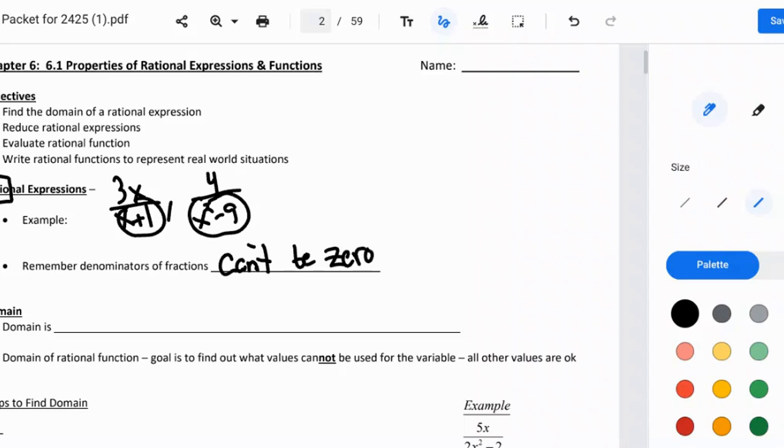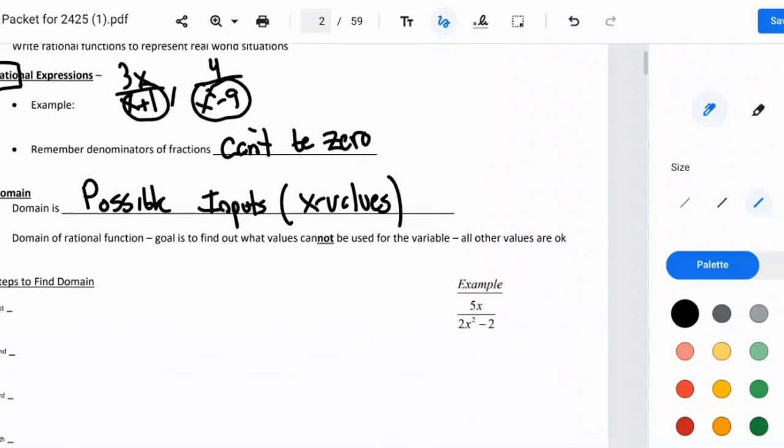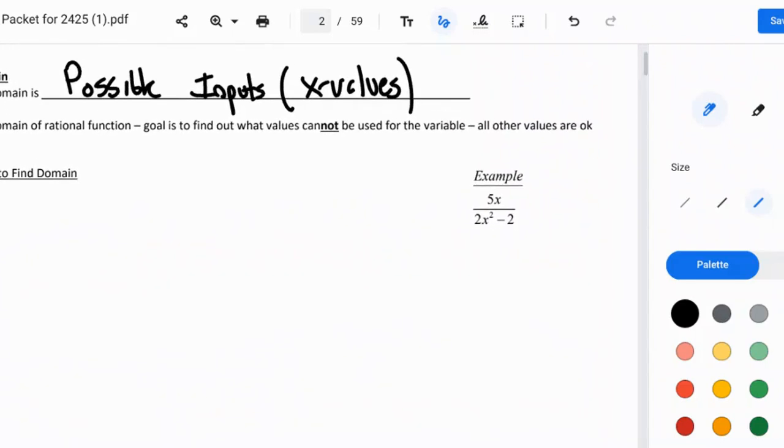So domain are your possible inputs. And in this case, it's typically x values. So that's our domain. What are our possible inputs? The only thing that we really need to worry about is what makes the bottom equal to 0 and not include that in our domain. So the steps to finding the domain is to first set the denominator equal to 0 and solve.